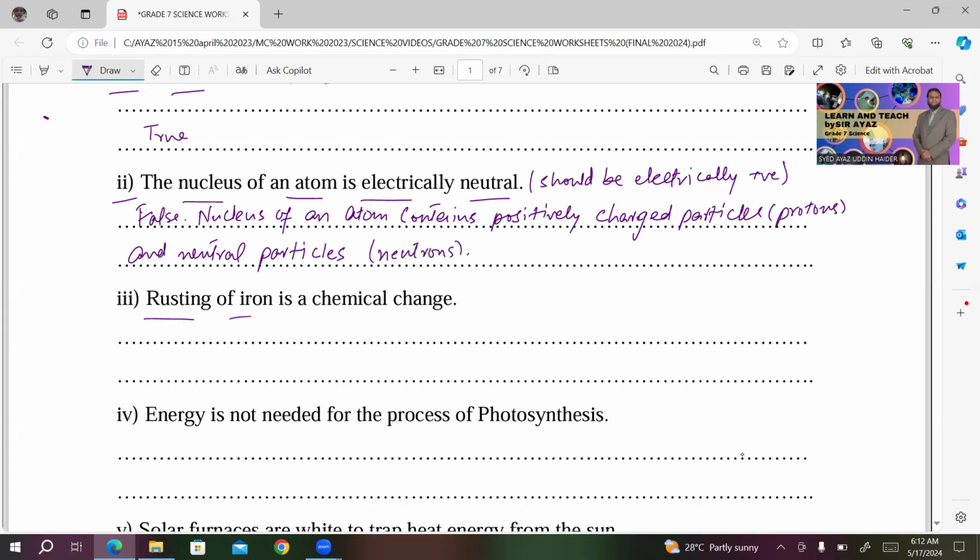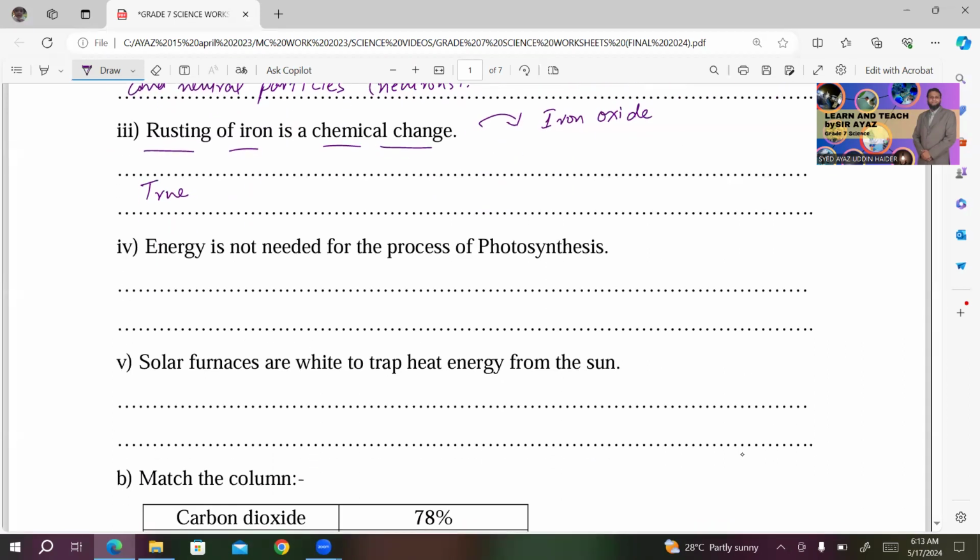Number 3, rusting of iron is a chemical change. This statement is also true because during rusting of iron, a new substance is produced, which is iron 3 oxide. You can even write iron oxide. It's actually hydrated iron oxide.